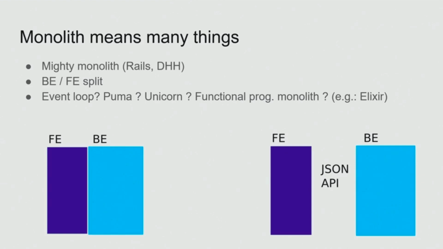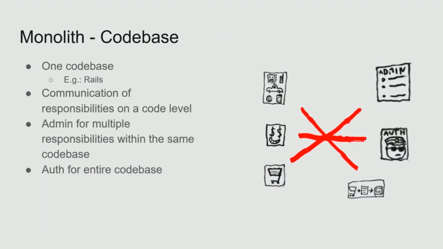And also it really depends what kind of technology you are using. Are you using an event loop? You will have different problems than if you use Puma or Unicorn. And also if you choose, let's say, functional programming languages like Elixir and the Phoenix framework, you will have completely different sets of solutions and problems. But one thing that most monolith technologies have in common is they share a common code base. So all those responsibilities are coupled together.